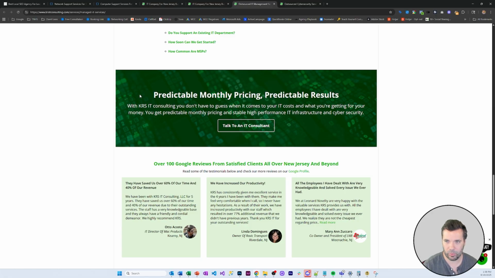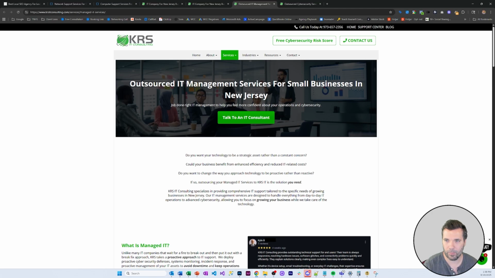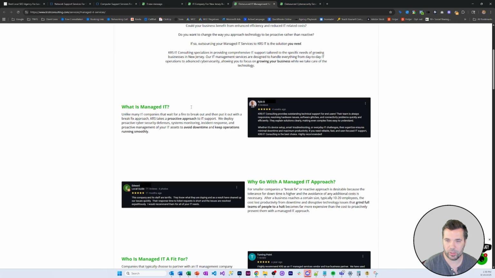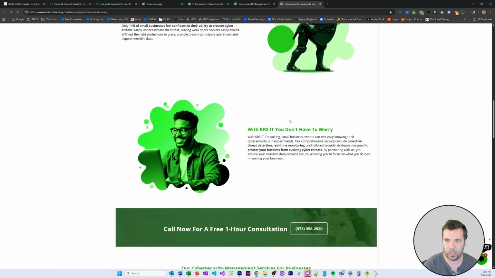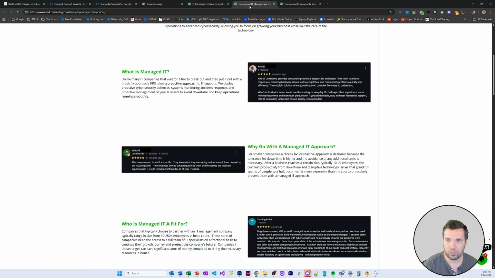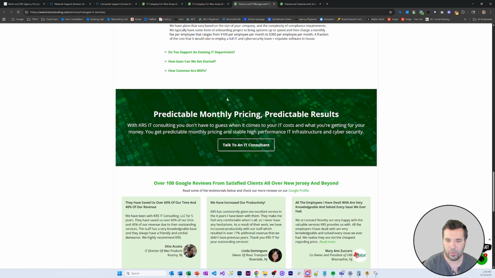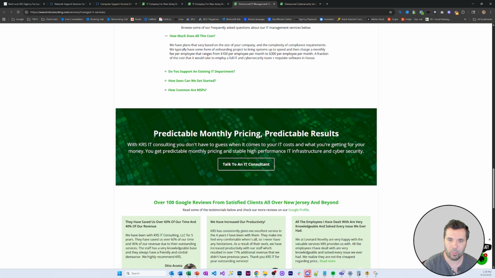Predictable monthly pricing, predictable results. And an important thing about this kind of page is that it stays focused on the original starting point of the page. So we really want the theme throughout this page to be proactivity, predictability, all that stuff. We're giving pricing information earlier up in the page and stuff like that.